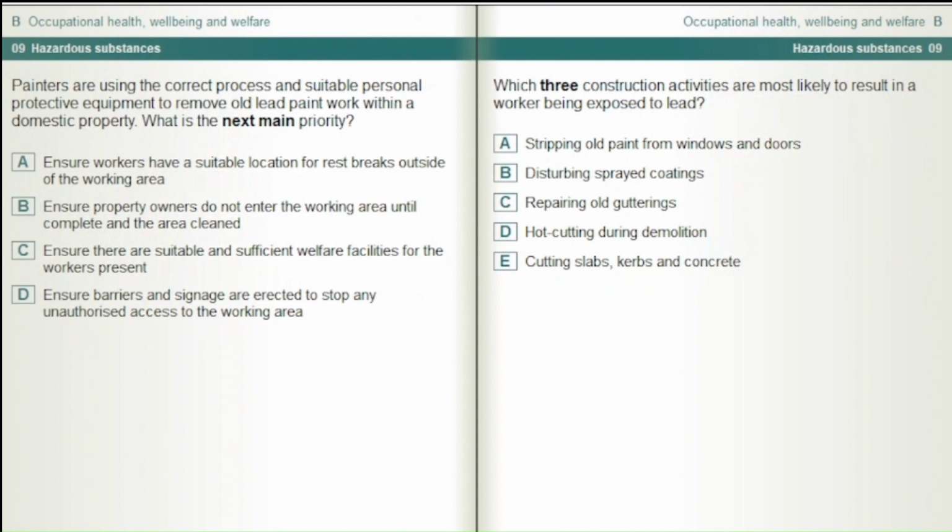Painters are using the correct process and suitable personal protective equipment to remove old lead paintwork within a domestic property. What is the next main priority?